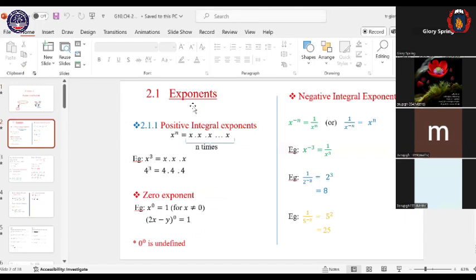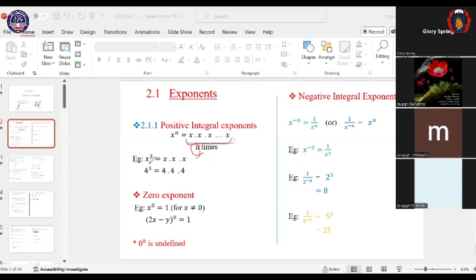Now the exponent solution. We say x to the power n. As we take positive integral exponents, x to the power n means x multiplied by itself n times. X to the power 3 means x multiplied three times, x to the power 5 means x multiplied five times.